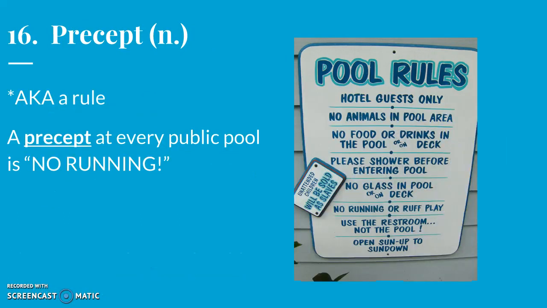Number 16 is precept, which is a noun. Precept, the definition is a rule that says how people should behave or act. So if you can use this word instead of rule, then you're using this word correctly. So a good example sentence is, a precept at every public pool is no running.